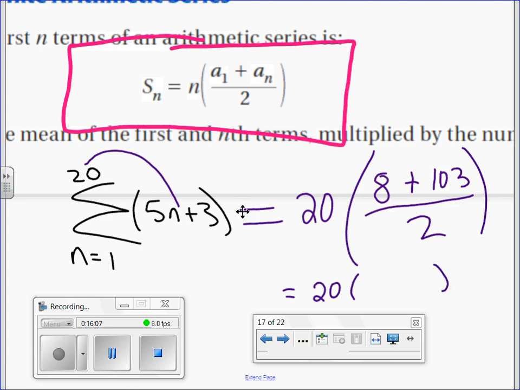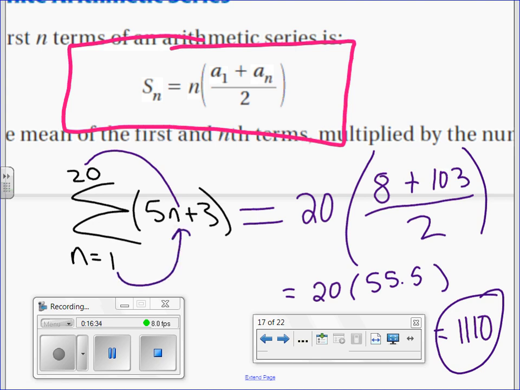So what's 8 plus 103 over 2? 55.5. And then you'll just multiply that by 20, and you'll have it. The sum is 1110. Isn't that cool? So that shortcut will work if the equation is slope-intercept form. Yeah? The 8 is the first term. So you basically put a 1 in for n to get the first term. You put a 20 in for n to get the last term. Any other questions?